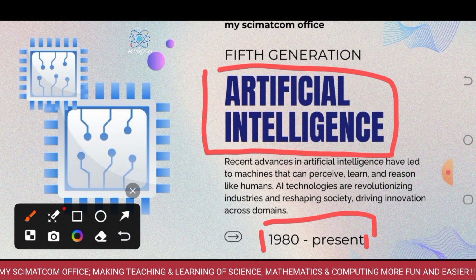And so the fifth generation computers has given us what we call artificial intelligence. In recent advances, artificial intelligence has led to machines that can perceive, and these machines can learn. These machines can even reason like humans. AI, as we used to call it, has been the new trend. And nowadays, every company, every business is using it to make it prosper because they can do more work and make their work easier and faster.